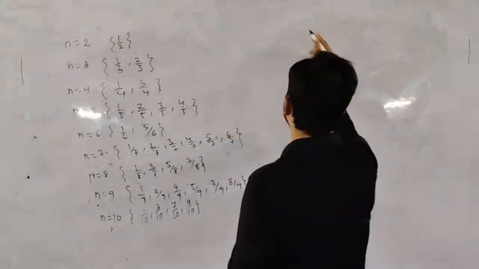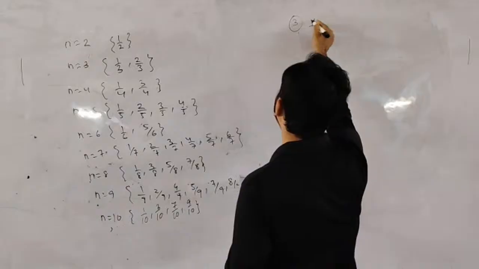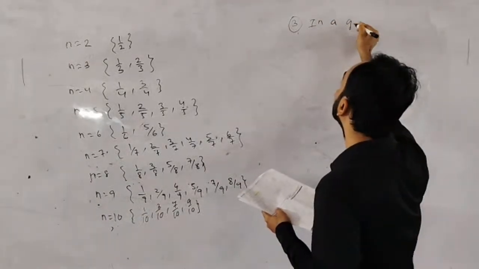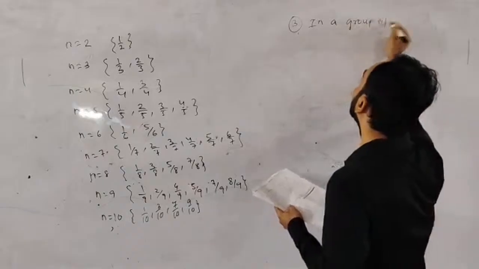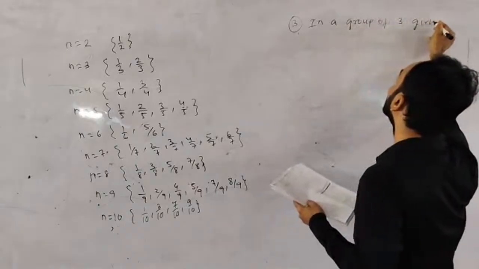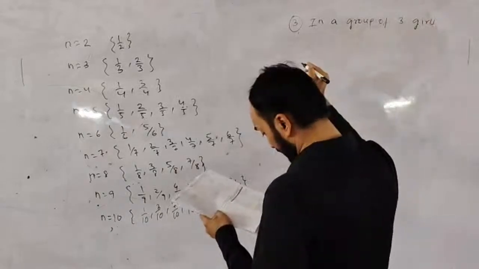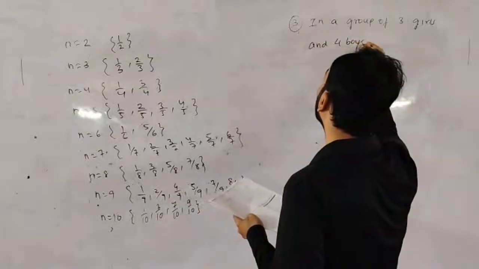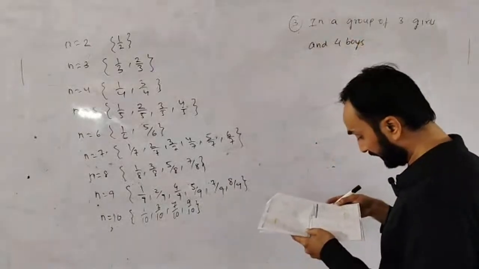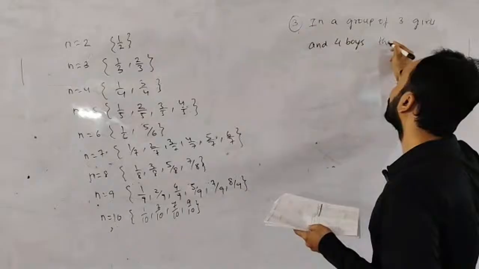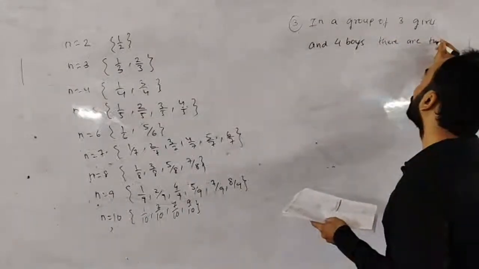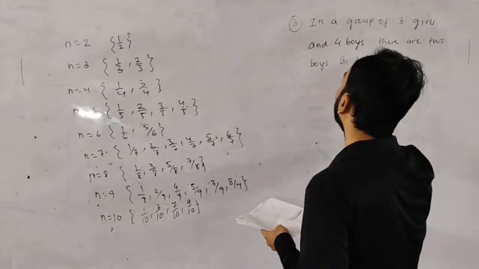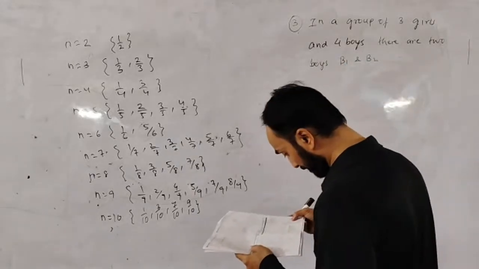Okay, so I'm writing down the question number third. In a group of three girls and four boys, there are two boys B1 and B2.